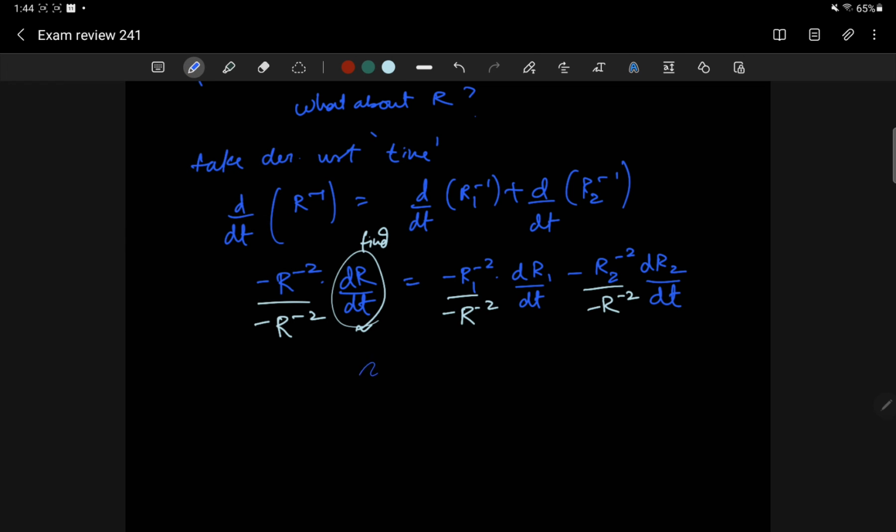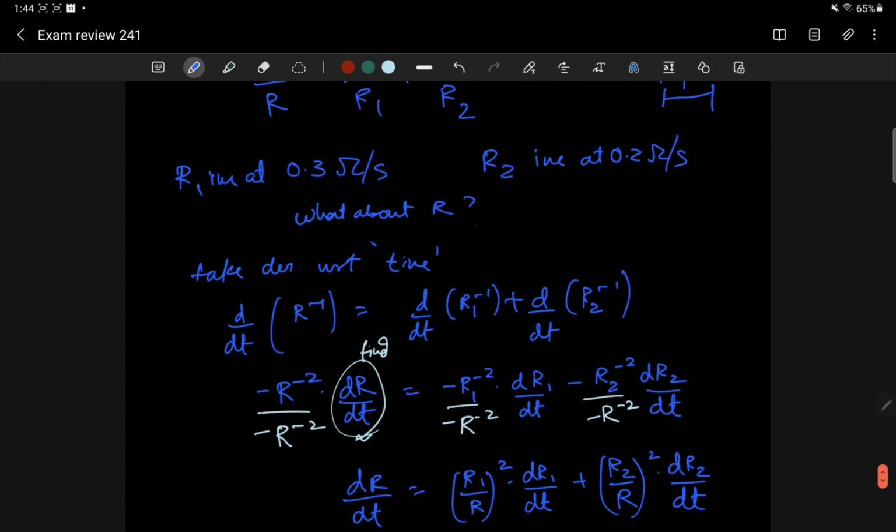When I divide, I get dR over dt. Negatives cancel. So this is actually just the ratio of R1 to R squared, and how dR1 changes, plus the ratio of R2 to R squared, and how dR2 changes. And so it says, what about R when? So there's always a when condition in these kind of problems, right? When R1 is 80 ohms and R2 is 100 ohms.